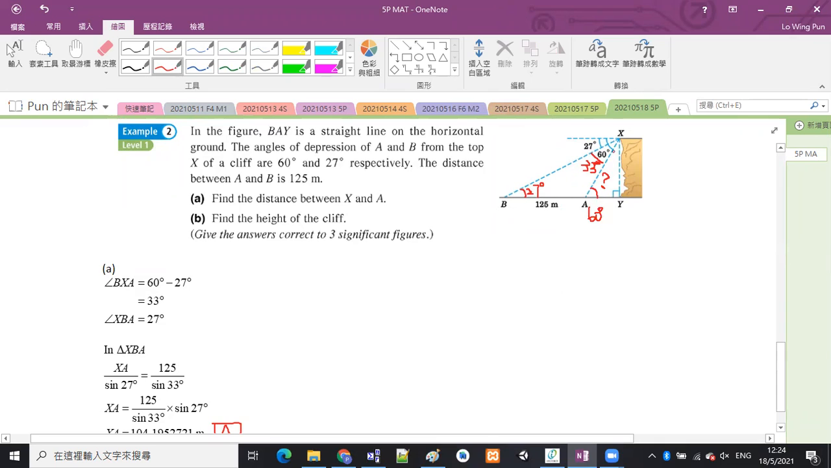Finally, in triangle XAY, we have the hypotenuse, and we have the 60 degrees. We want to find the opposite side, and then we are going to use sine theta to find this length. Okay, so I'm not going to write this down now because it's an example. Okay, so you have the solution in your book, right?